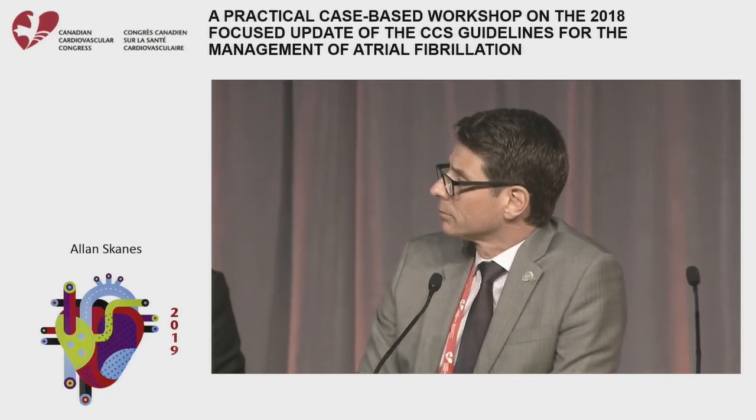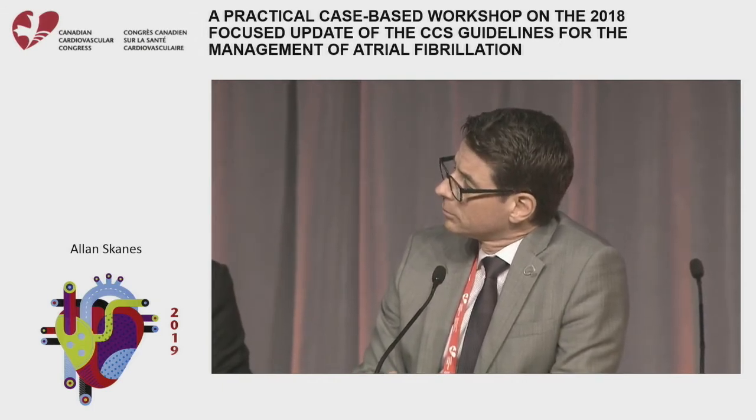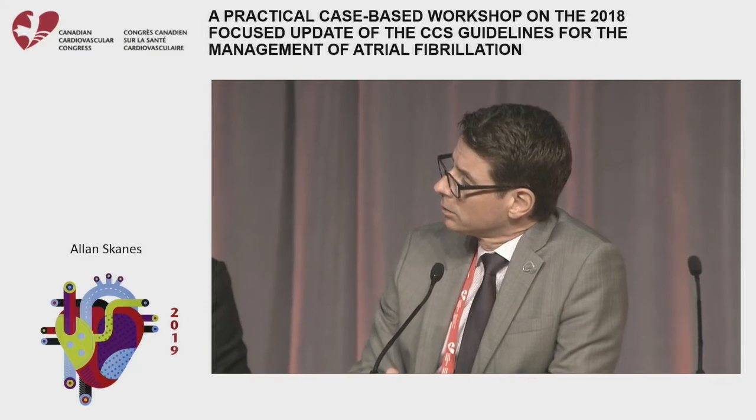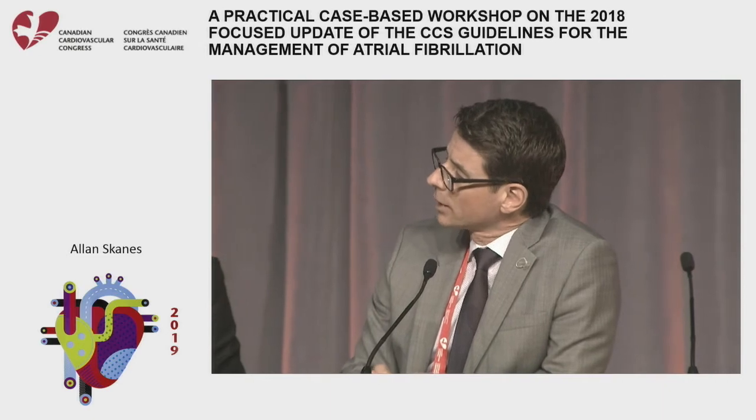And a very interesting question. Let's say you have tachy-mediated tachycardiomyopathy, all right? So AF recovers completely after cardioversion. Then this patient goes back into AF later on, and EF drops again. Is that an incentive for ablation in that patient?